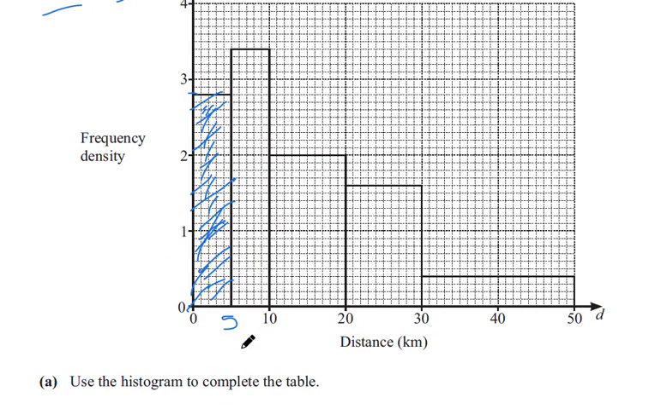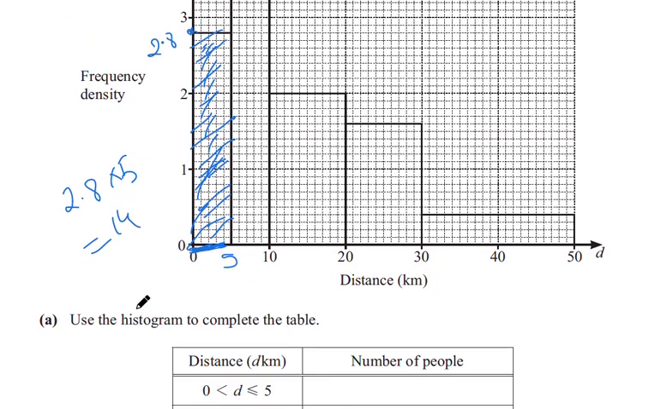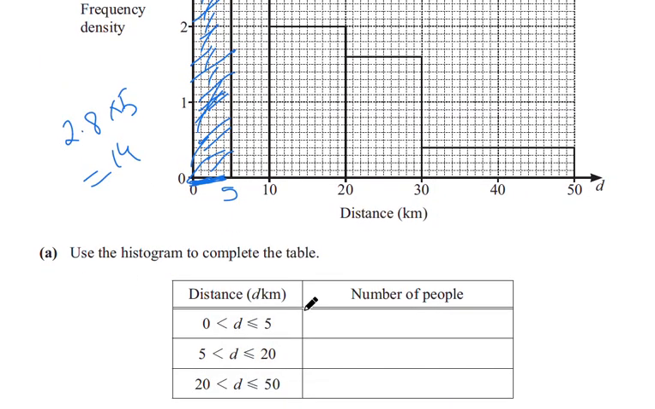This is a rectangular shape. What is the area of a rectangle? Length times width. So what is the width of this? 5. And what is the length over here? This is 2.8. So when you multiply 2.8 times 5, that is nothing but 14. So 14 will be the answer for part A. That is, 14 people are there. 14.